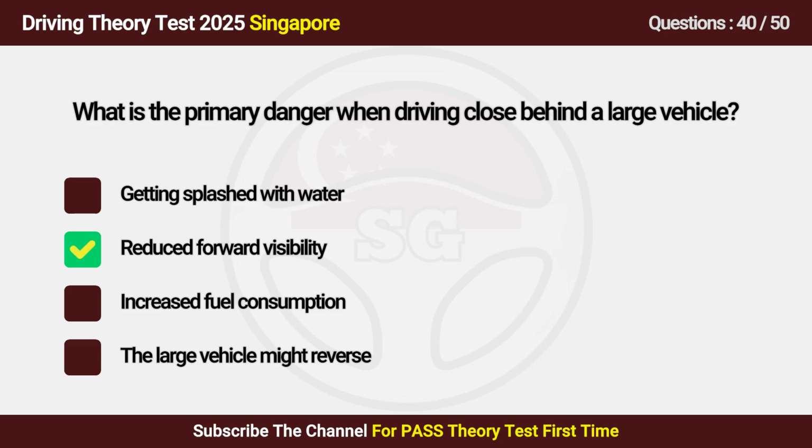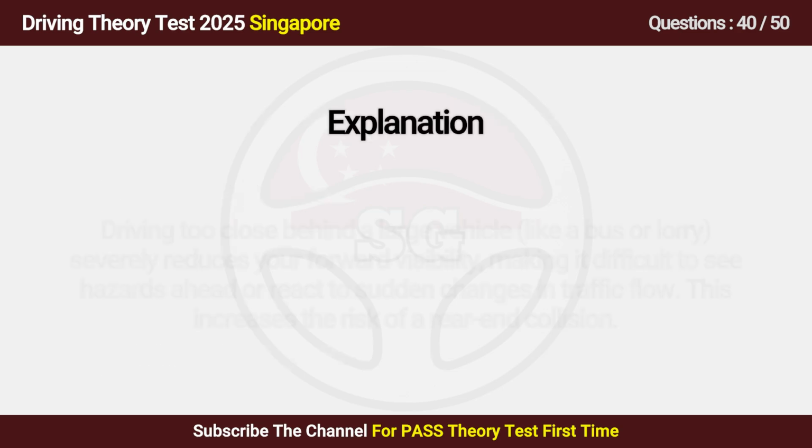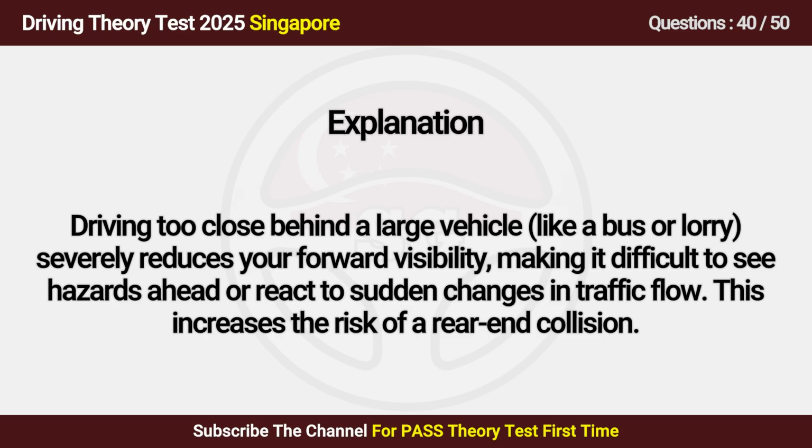Answer is B. Forward visibility. Driving too close behind a large vehicle, like a bus or lorry, severely reduces your forward visibility, making it difficult to see hazards ahead or react to sudden changes in traffic flow. This increases the risk of a collision.